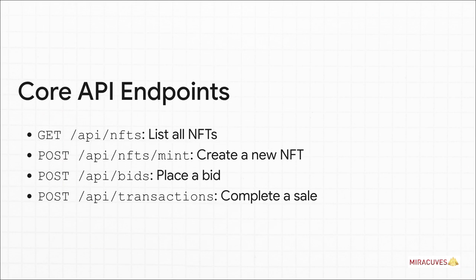So, once you're logged in, the entire marketplace just runs on these commands, which we call API endpoints. The waitstaff analogy is perfect here. You have GET requests, which are like asking the waiter to bring you information, like, give me a list of all NFTs. And then you have POST requests, which are for doing something, like post a new NFT for minting, or post a bid, or post a transaction to finalize a sale.